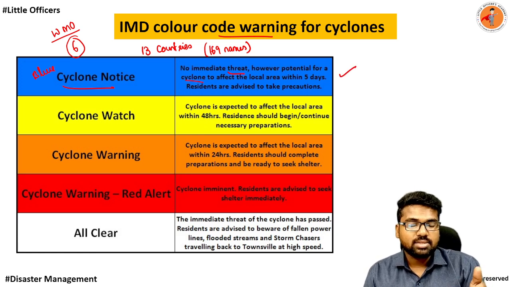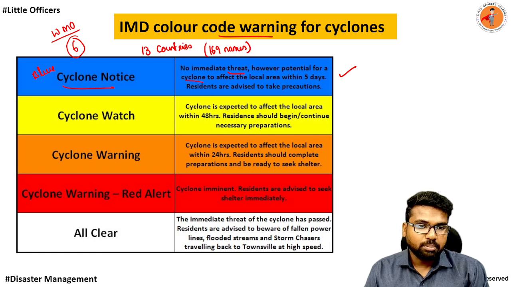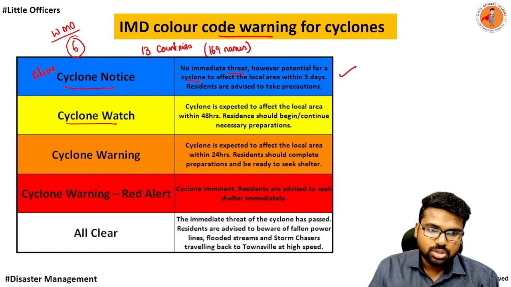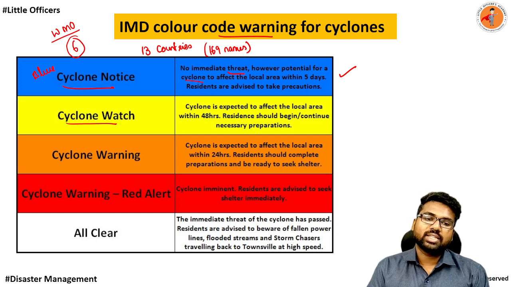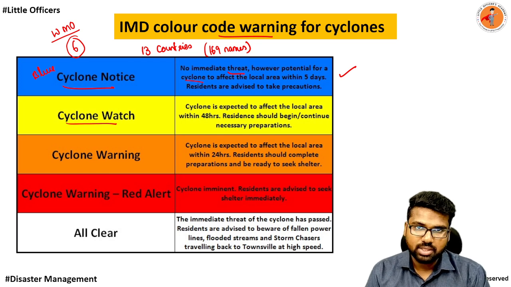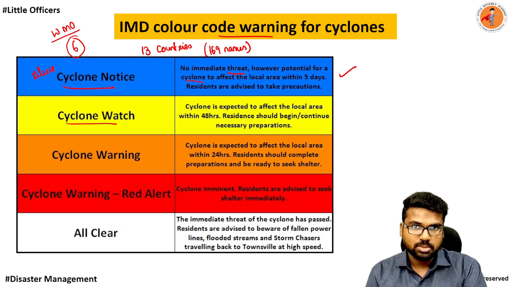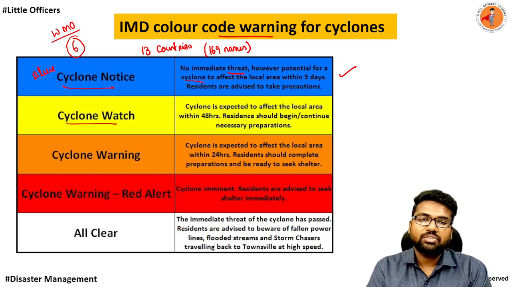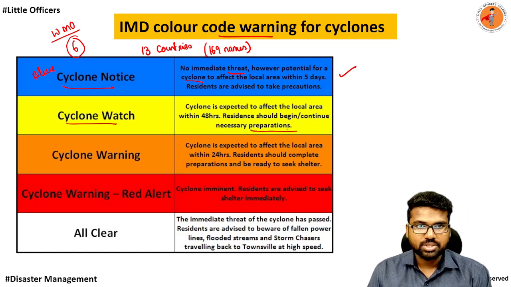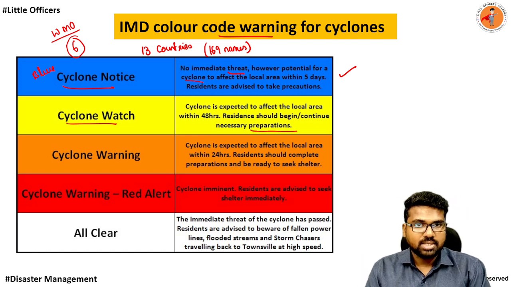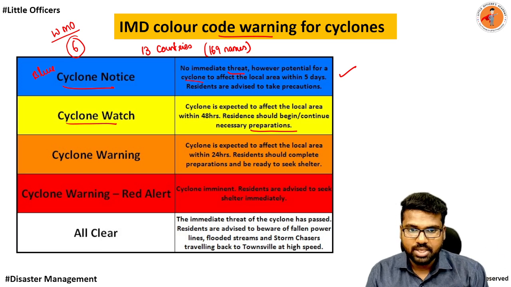Then there is the yellow color code. It means cyclone watch. What does it mean? The cyclone is now expected to affect the local area within 48 hours. Earlier it was a 5 day possibility. Now it is expected that within 2 days it may affect the area. And the residents should begin and continue the necessary preparations for evacuation, saving yourself, going to a higher location and all.